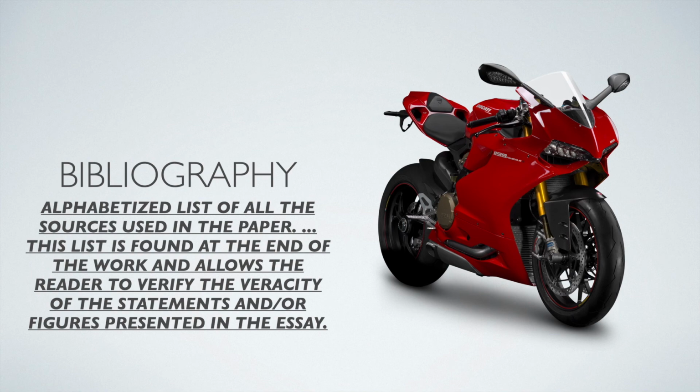This means an alphabetized list of all the sources used in the paper. This list is found at the end of the work and allows the reader to verify the veracity of the statements and or figures presented in the essay. In layman's terms, this basically means what did you use for your paper? What information, what sources were used? For example, if you're writing a research paper, you can say, I got my source from a scientific journal. It's just a final page to demonstrate all the sources that you've used in your paper.